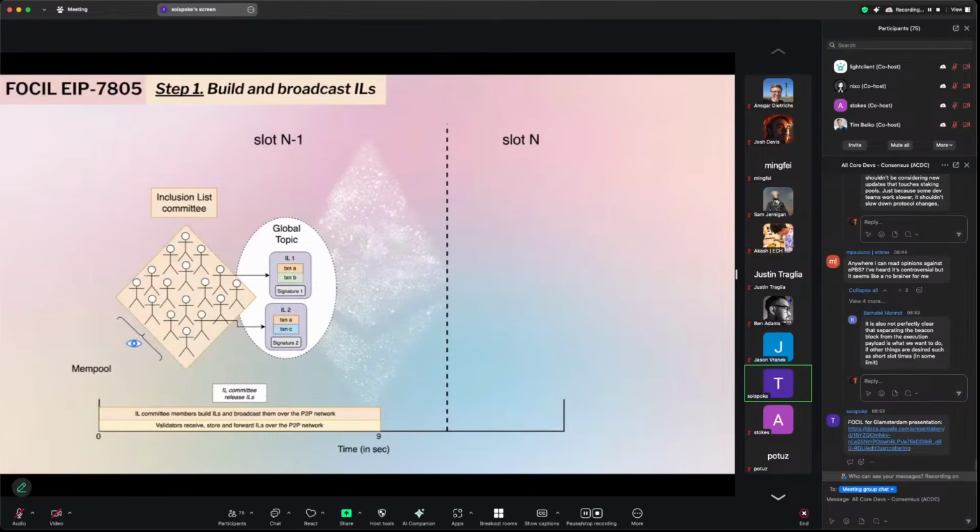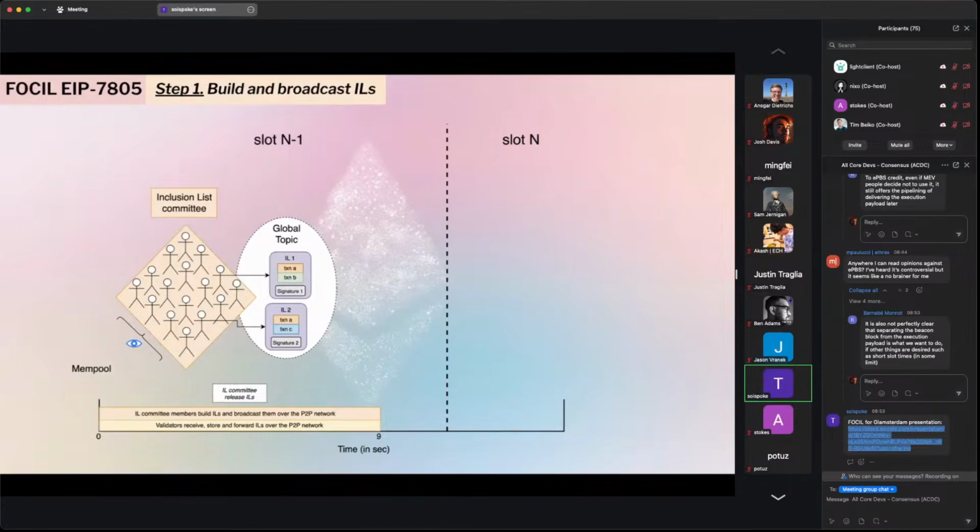I am going to go through the mechanism real fast, just in case. There are 3 very simple steps that are important to keep in mind. The first step is about building and broadcasting the inclusion lists. So each slot you have 16 validators that are randomly selected to become IL committee members, or includers. And each of them basically monitors the mempool and includes transactions that are pending in the public mempool in their inclusion lists up to 8 kilobytes, which is around 40 transactions per inclusion list if you take the median transaction size. And then they broadcast their inclusion list over the CL P2P network.